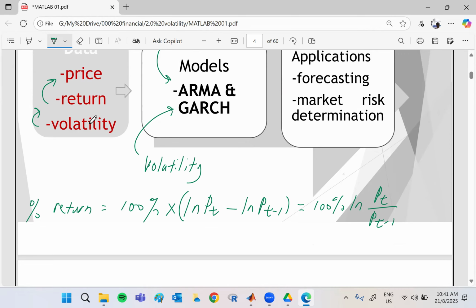The volatility, on the other hand, you can use proxies. The most commonly used are absolute returns, or you can use the return squared. These are the two very commonly used proxies for volatility. We're actually capturing the magnitude, without the positive and negative. So the bigger the value, the bigger the volatility.